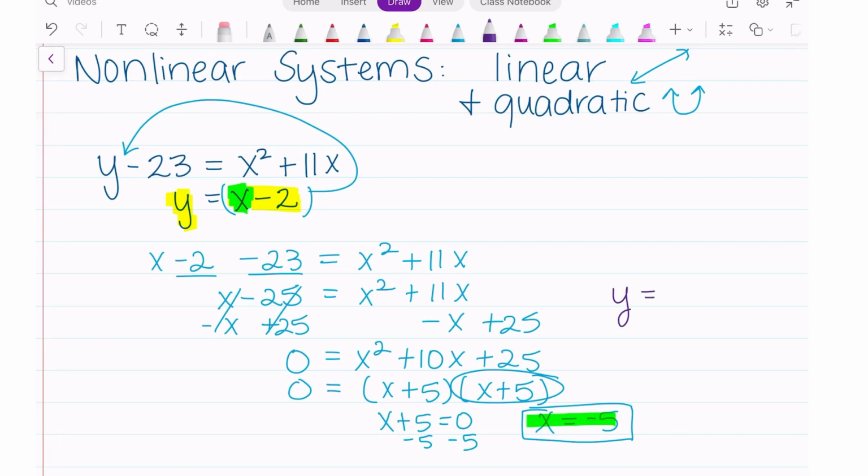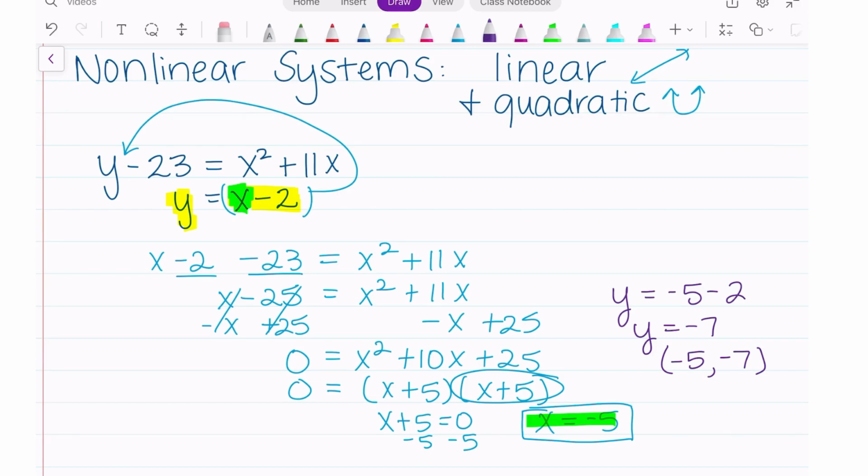So I'm going to do y is equal to negative 5 take away 2. I put negative 5 in for x. I end up with negative 7. And so my ordered pair is negative 5, negative 7. A way to check this without a calculator would be to plug it back into the other equation and make sure it works. But the easiest way is if you have a graphing calculator.